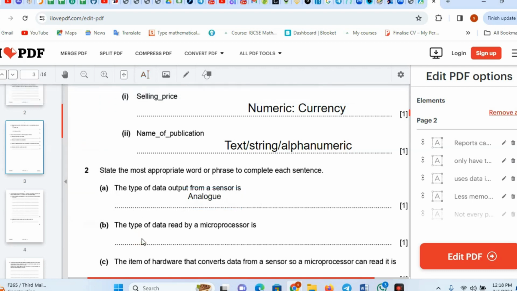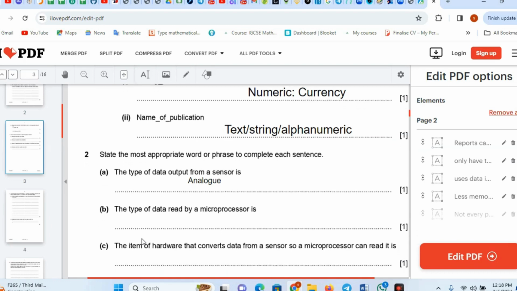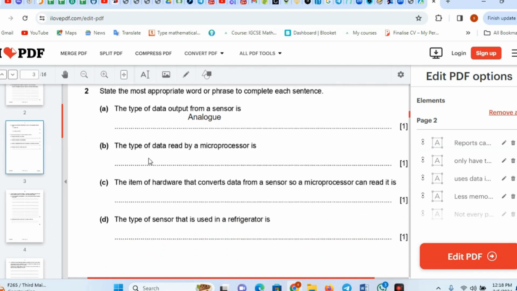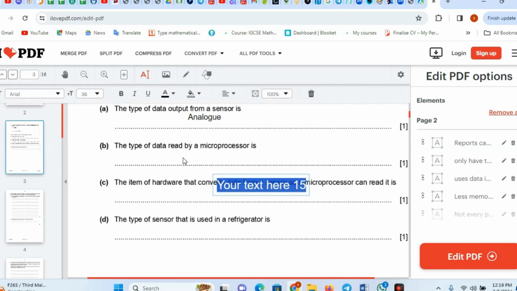Then B, it says the type of data read by a microprocessor is what? What do we call the type of data read by a microprocessor? It is referred to as digital. What do I call it? Digital.